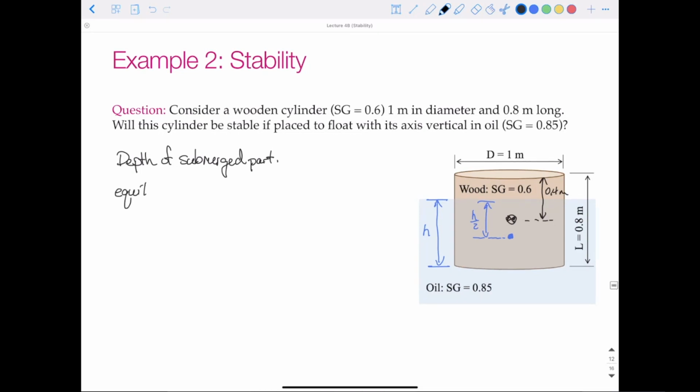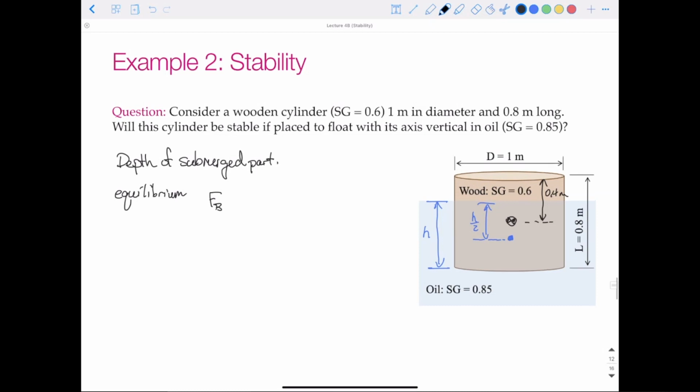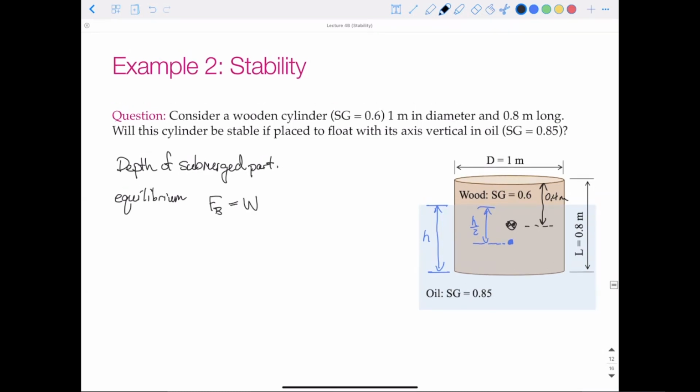So from equilibrium, we know the buoyant force must be equal to the weight of the object. So the buoyant force is the specific weight of the fluid, which is oil, times the volume displaced. And that is equal to the specific weight of the wood times the volume of the cylinder.